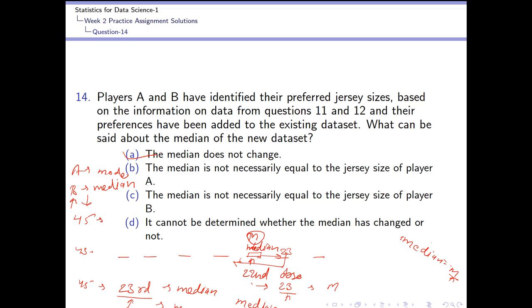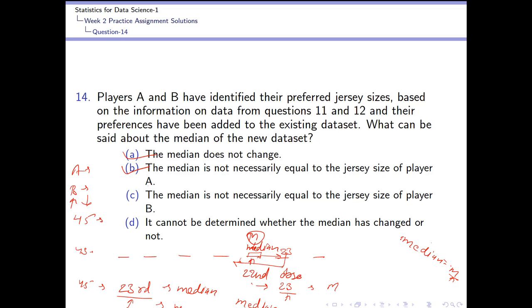Option B, the median is not necessarily equal to the jersey size of player A. This option is right because A has ordered the mode observation, and median and mode need not be equal all the time. So the median is not necessarily equal to the jersey size of player A because A has ordered the mode observation.